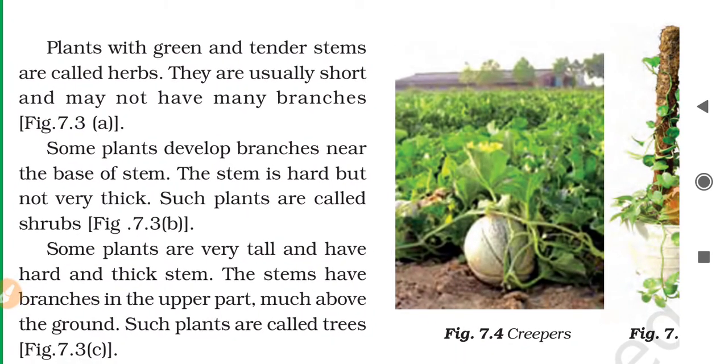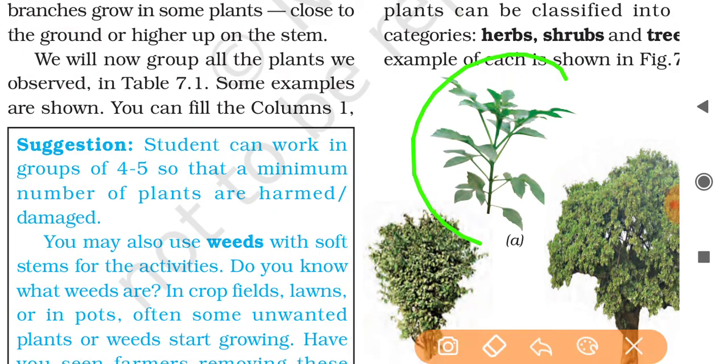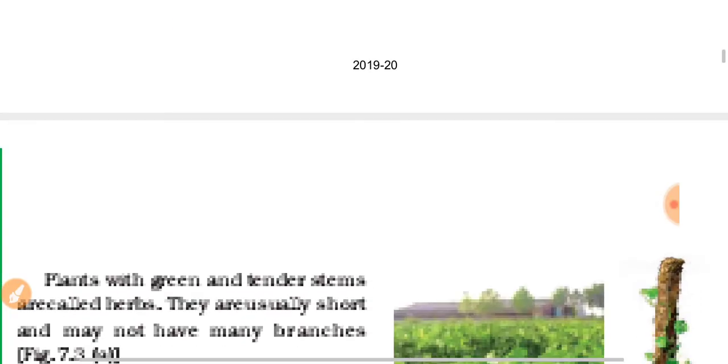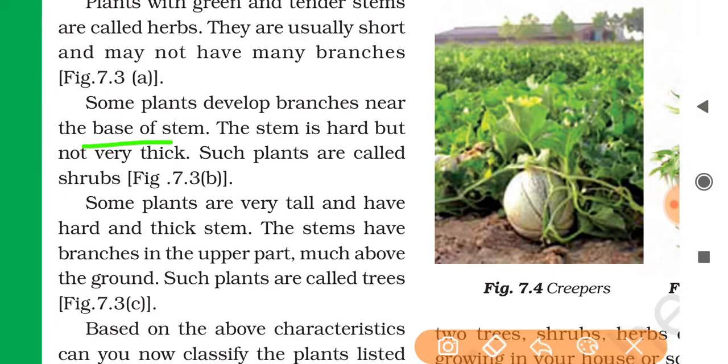Plants with green and tender stems are called herbs. Okay, green in color, and tender stem means which are easily bent. They are usually short and may not have many branches. So you can see figure 7.3a also. Okay, this type of plant is herbs. Some plants develop branches near the base of the stem. You have to understand that when plants develop branches at the base, the stem is hard but not very thick. Such plants are called shrubs.